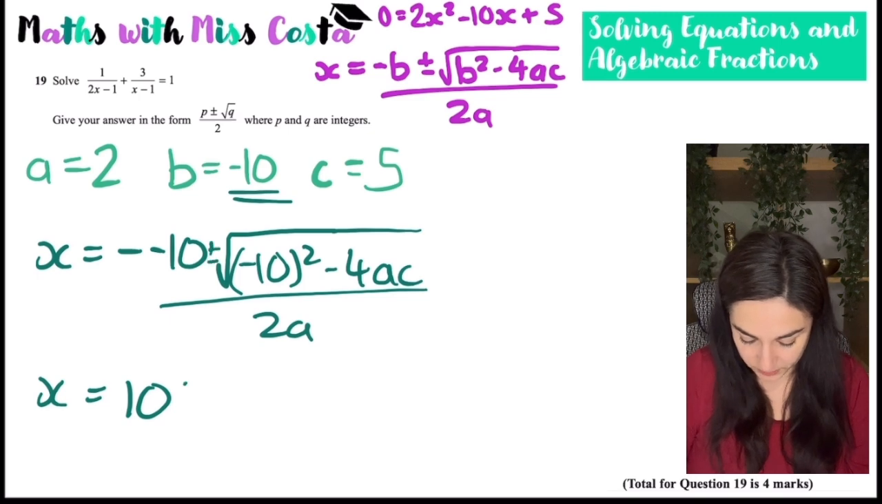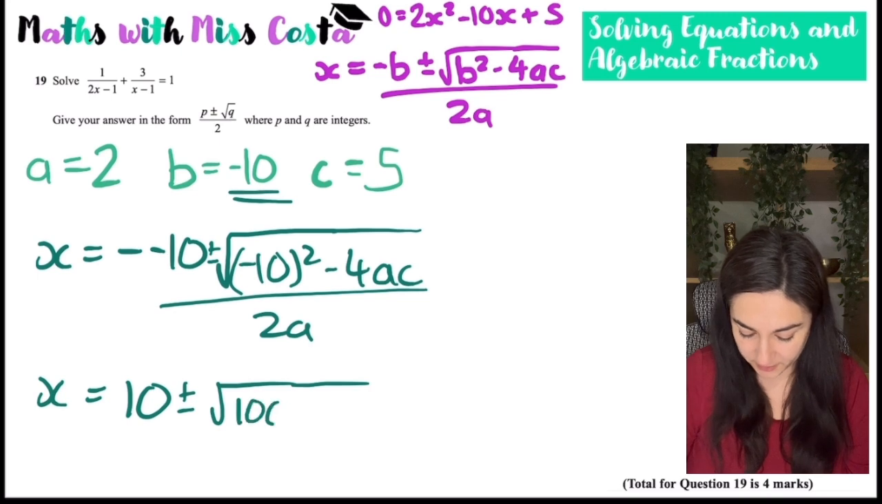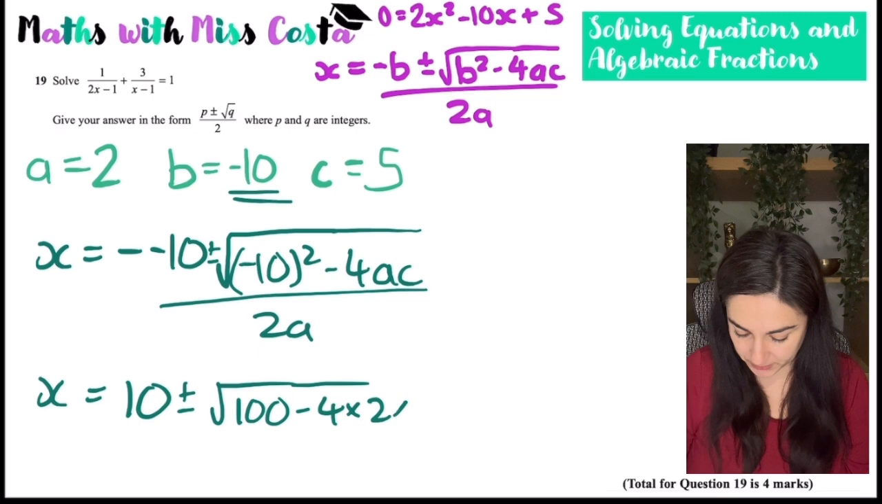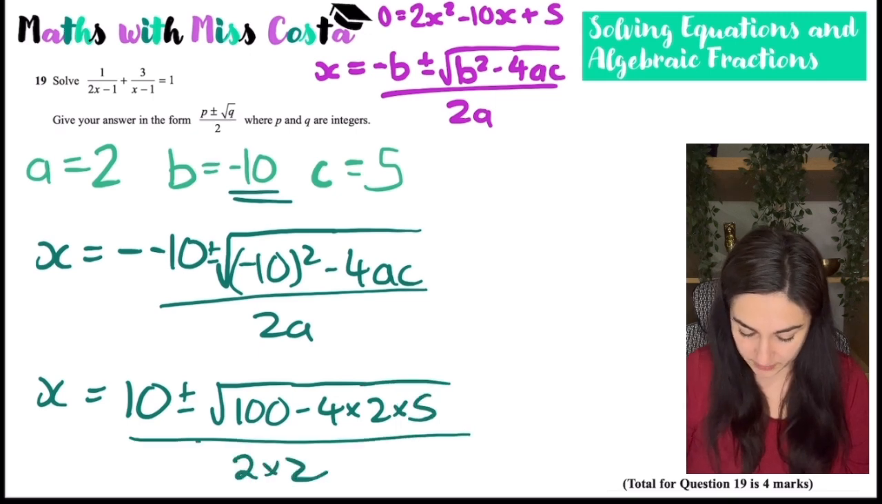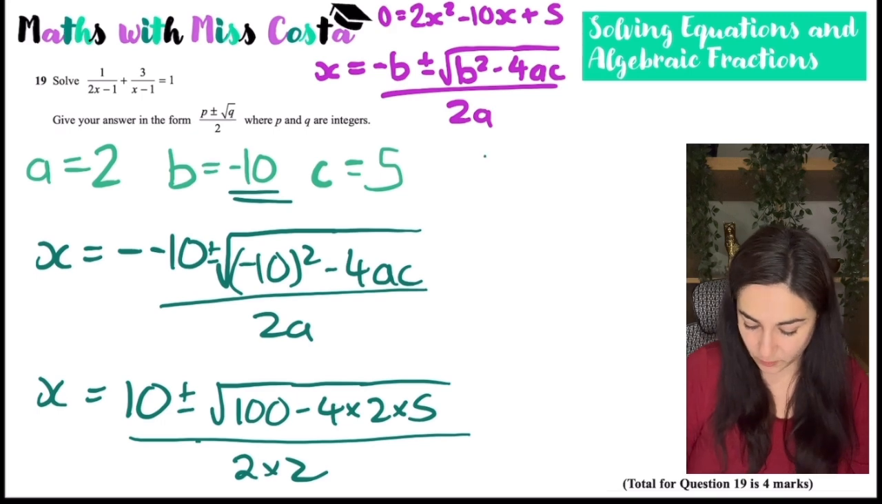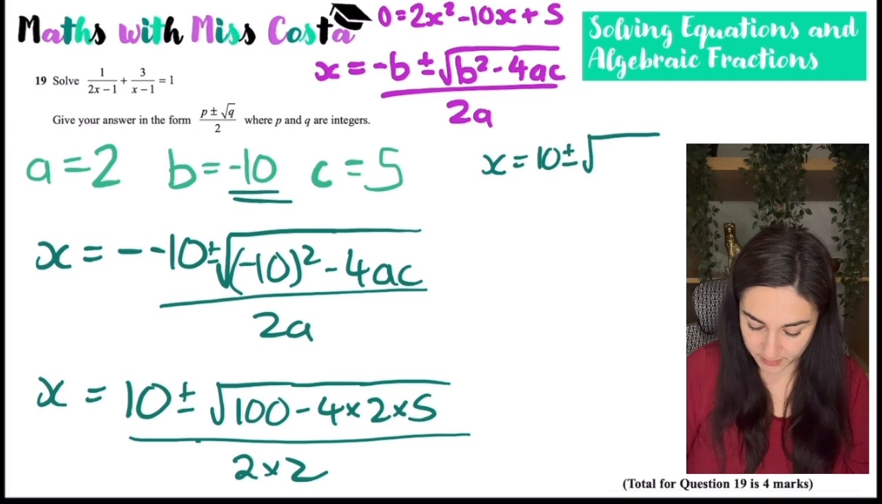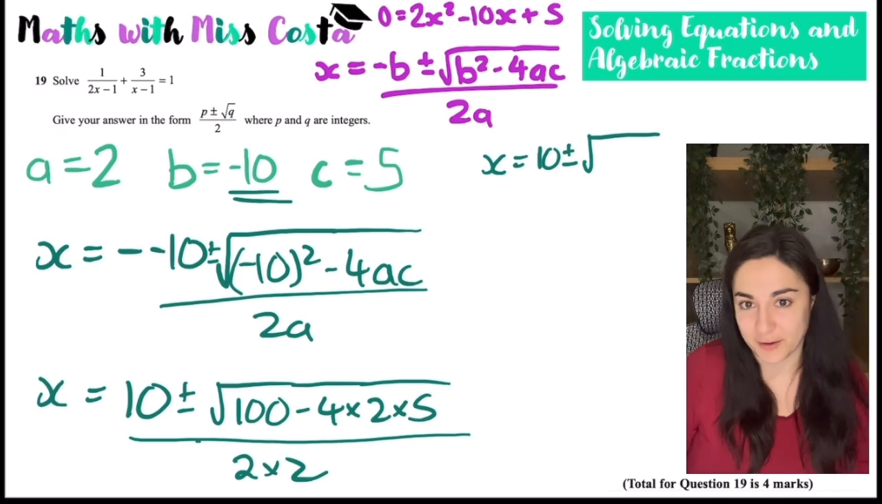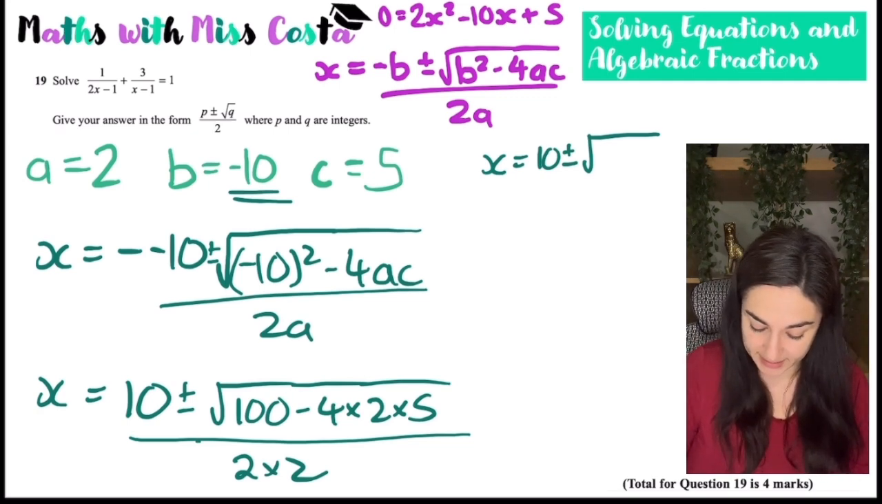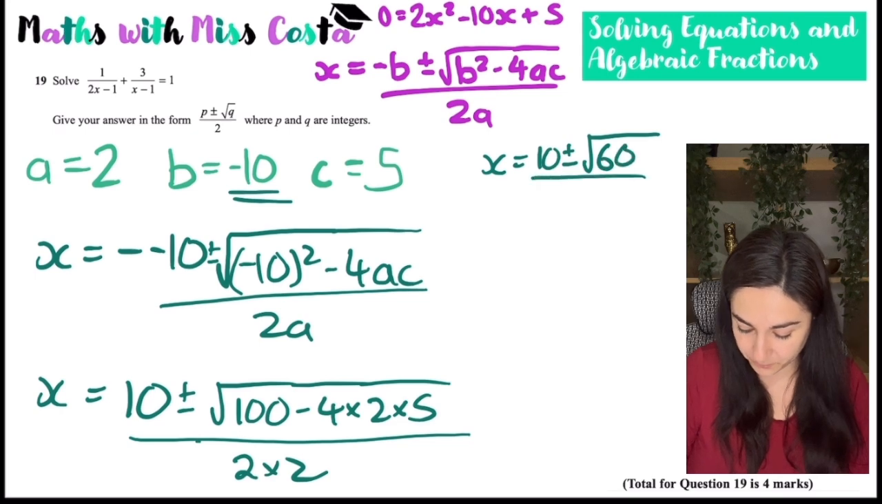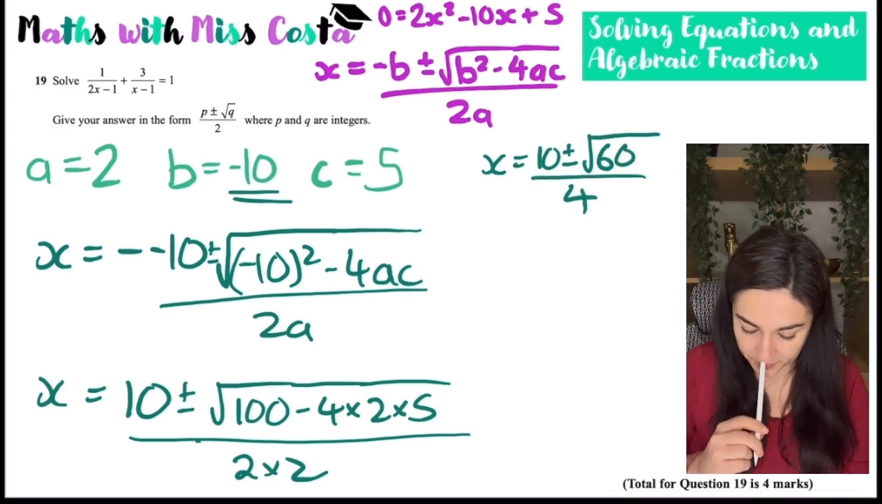Oh, sorry, I forgot to put plus or minus the square root of minus 10 squared, which is going to be 100. And 4ac, 4 times 2 times 5, over 2 times 2. So what does that then give you? You've got x equals 10 plus or minus the square root of 4 times 2 is 8, times 5 is 40, 100 take away 40 is 60, over 4. Now, we've got a surd, okay, so we've simplified it.